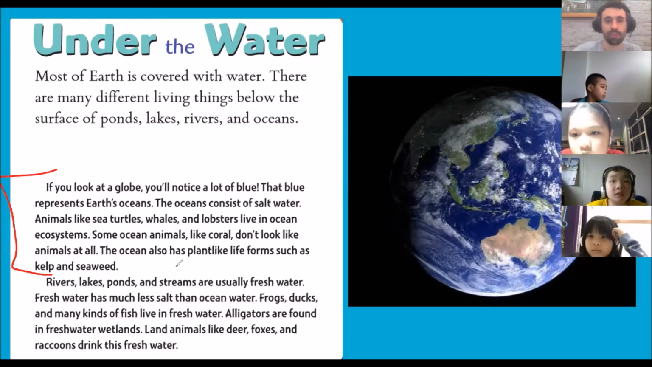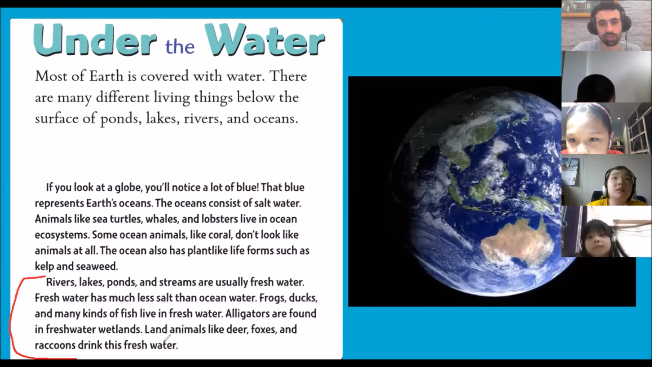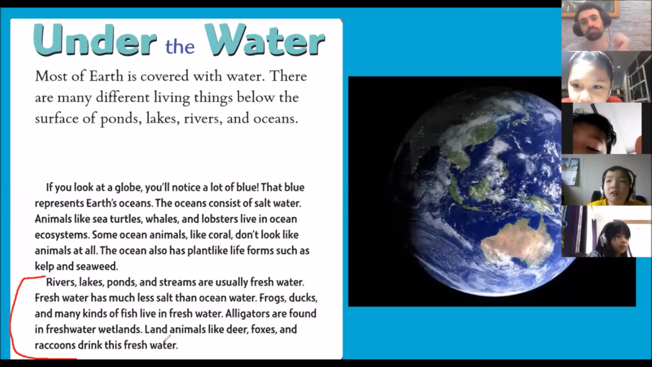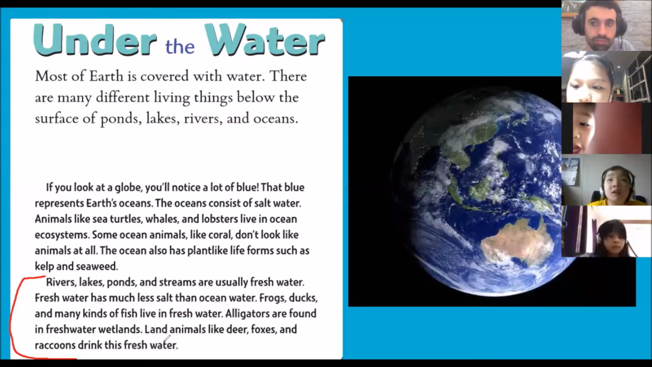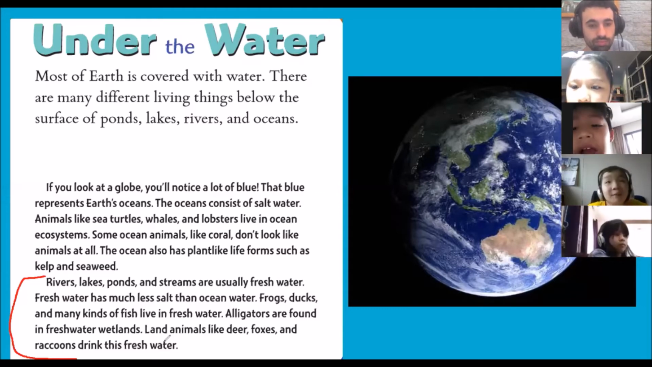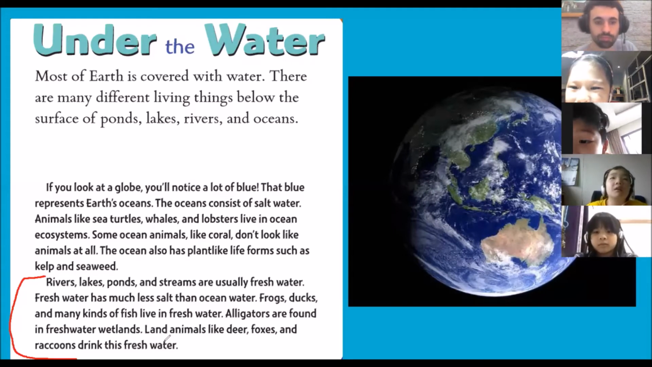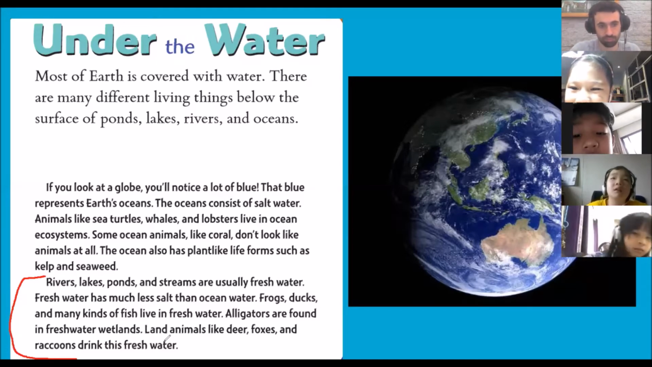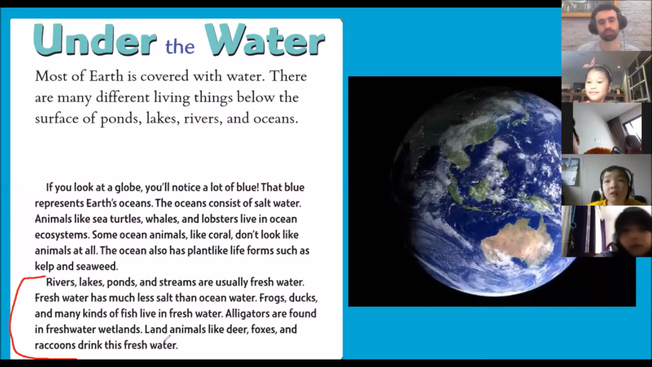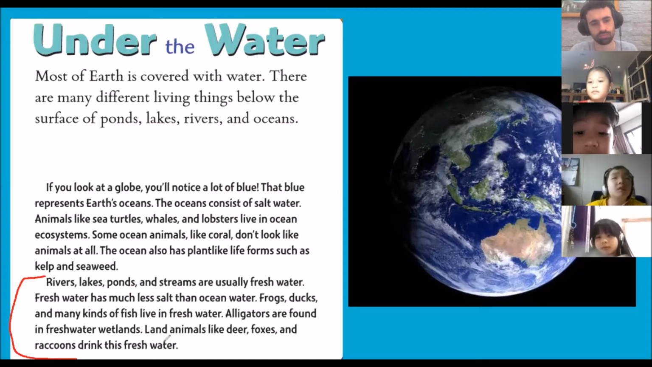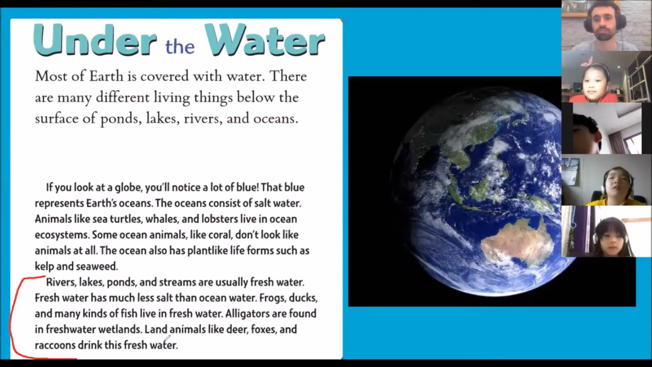So now let's read about rivers, lakes, ponds, and streams. Rivers, lakes, ponds, and streams are usually fresh water, which has much less salt than ocean water. Frogs, ducks, and many kinds of fish live in fresh water. Alligators are found in fresh water wetlands. Land animals like deer, foxes, and raccoons drink this fresh water.